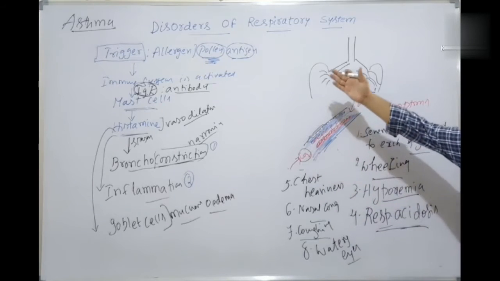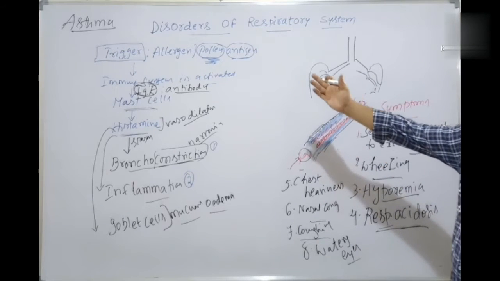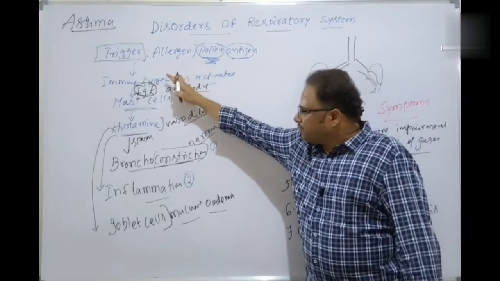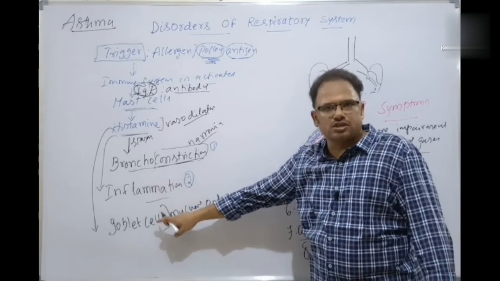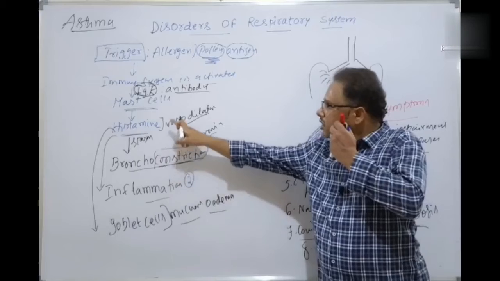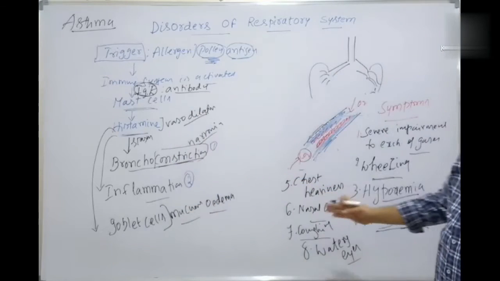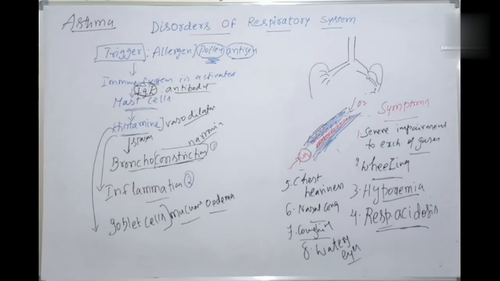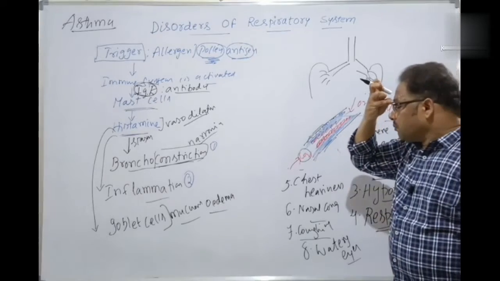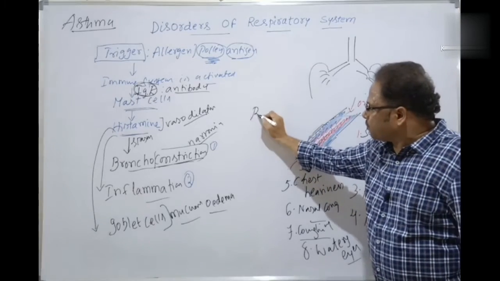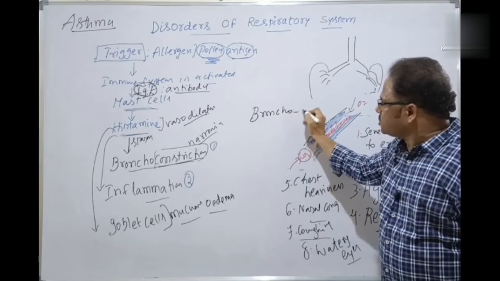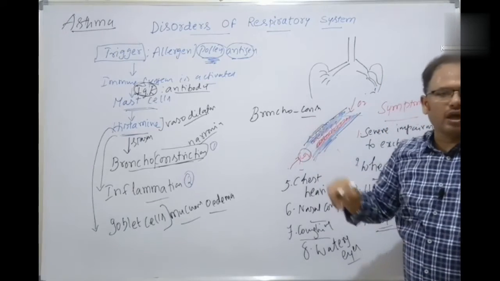So these are the symptoms of asthma. This is the trigger mechanism, the various reasons, manifestations and mechanisms by which asthma is manifested. Because of these manifestations, these are the symptoms here. So what's the problem here? Bronchoconstriction is the problem. Narrowing of the bronchi.